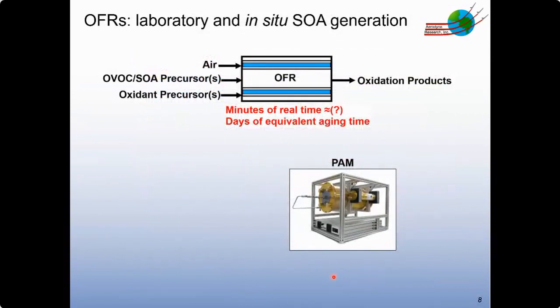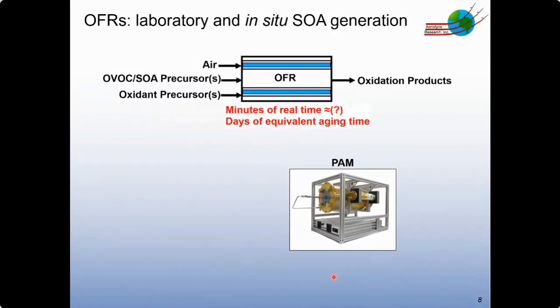More recently than chambers, oxidation flow reactors, or OFRs, have been starting to be developed and introduced into the atmospheric chemistry community as a means to complement and extend the capabilities of environmental chambers, both for laboratory SOA generation and also in situ oxidative aging leading to SOA formation in field measurements, where it's not always practical to deploy smog chambers.